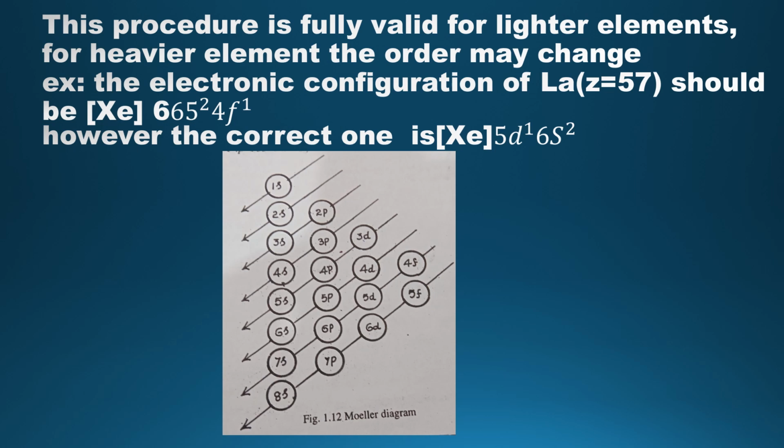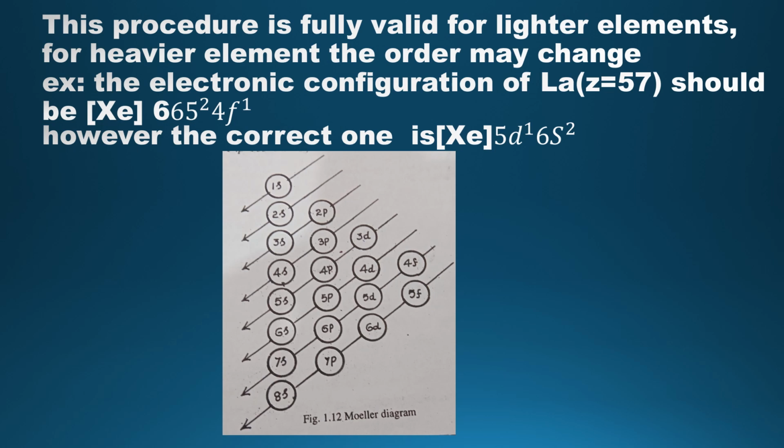As per this diagram, the electrons occupy 1s orbital first, next 2s orbital will be filled. Following this, the 2p orbital will be occupied. After 2p, 3s orbital. Next 3p. Next 4s. In this way, the sequence continues as shown by the arrows in this diagram. This procedure is fully valid for lighter elements. For heavier elements, the order may be changed.